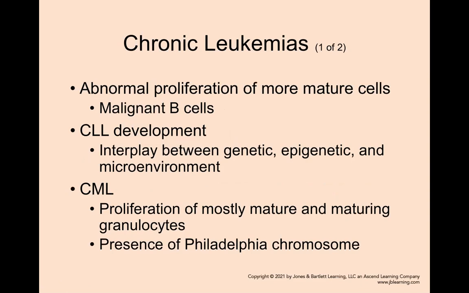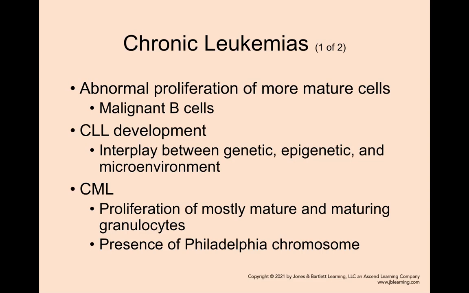So in chronic leukemias, the tricky thing about these is that the cells, when you look under the microscope, actually appear to be normal cells, but they function abnormally or not correctly. CLL is the most common type of leukemia in adults, and there's rarely T cell involvement. CLL develops as an interplay between genetics, epigenetics, and the microenvironment.